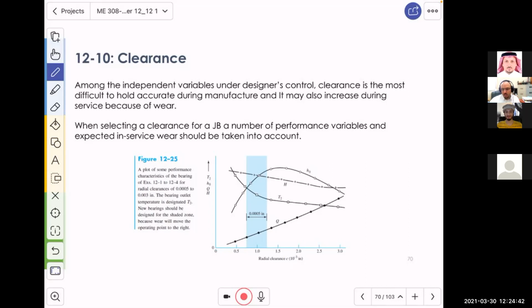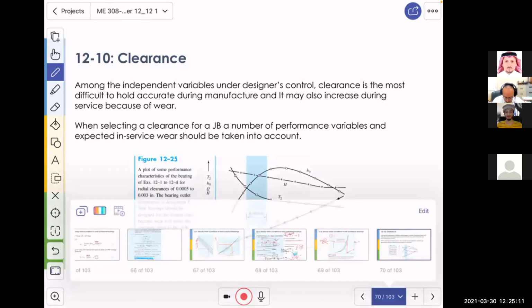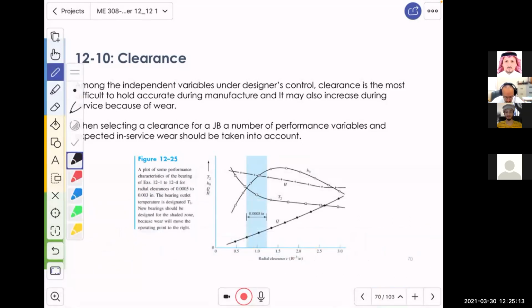But with time, particles get in, wear happens, and then that clearance starts to get a bit bigger. Now, what should you do? I'm not going to make this too long, but here we have a graph out of an experiment conducted on a set of bearings, and basically by measuring these variables.